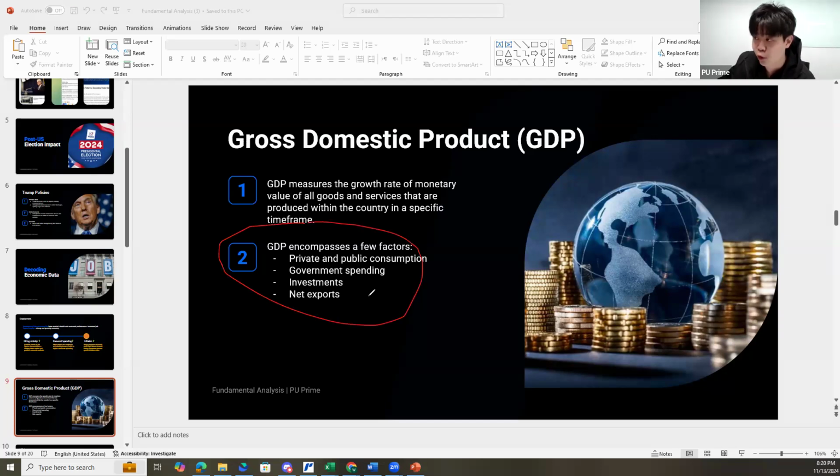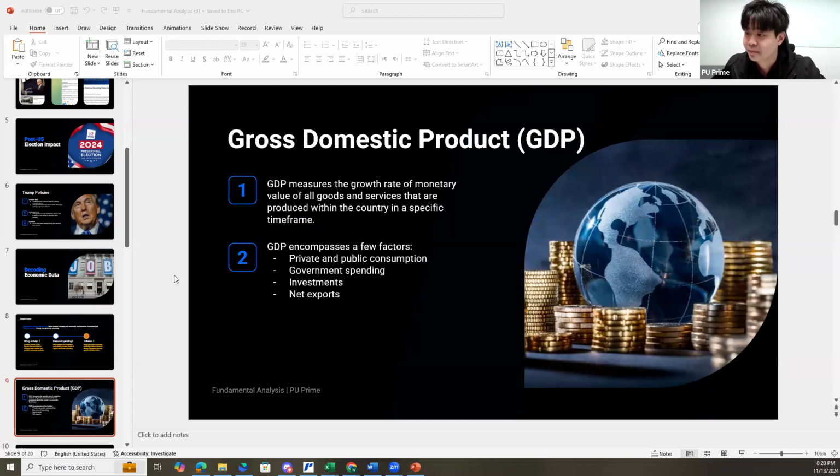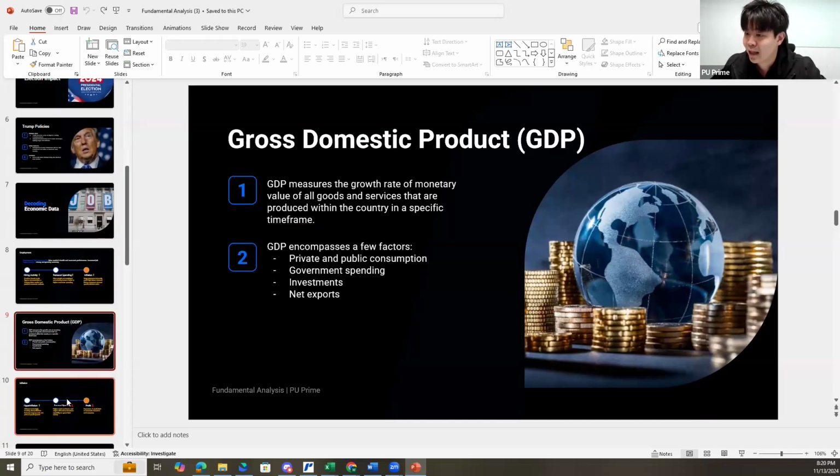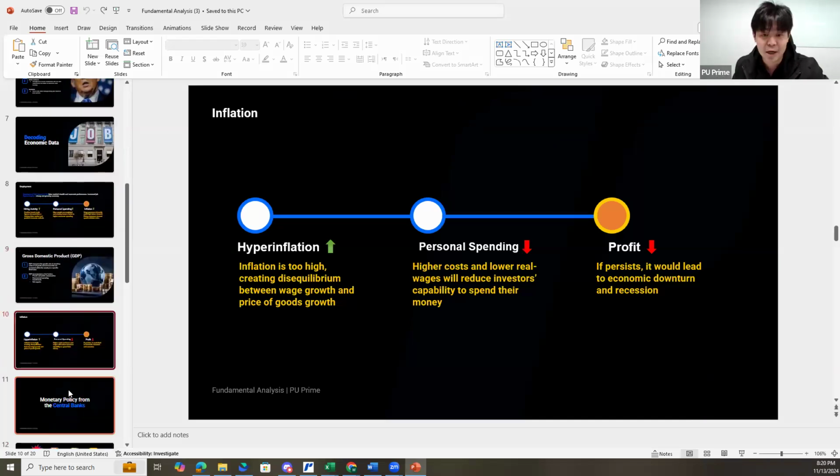So, but you don't have to go through all the detail about this. You can just monitor the GDP data and see whether this GDP gives a very good result or a bad result. Okay, so this is something that we need to understand. And then the last one, a very important one, is inflation.